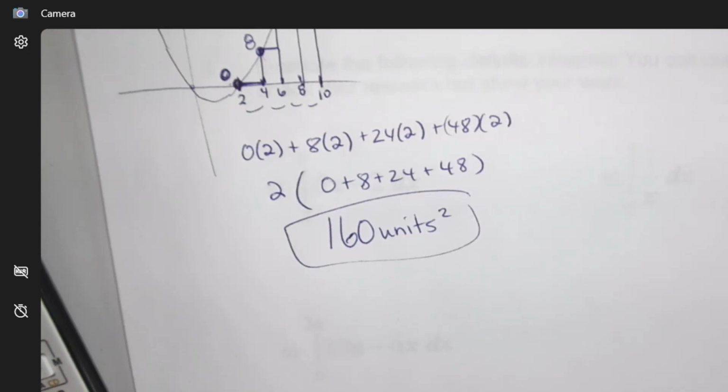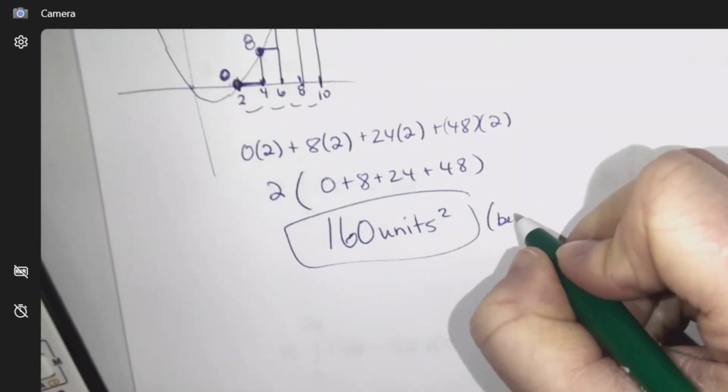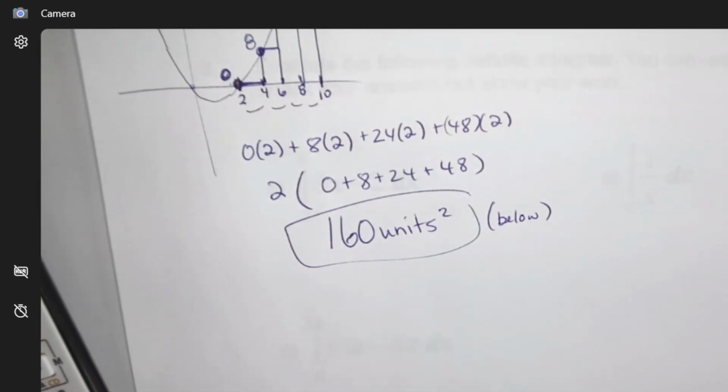So this prediction, what do you think? Would be a good prediction, pretty low, pretty high, what? Low. It'd be like below the actual, right?